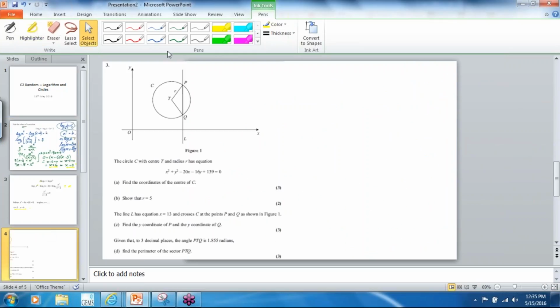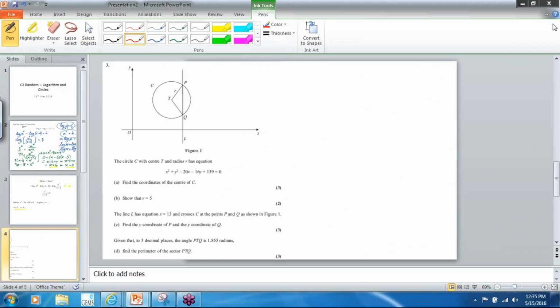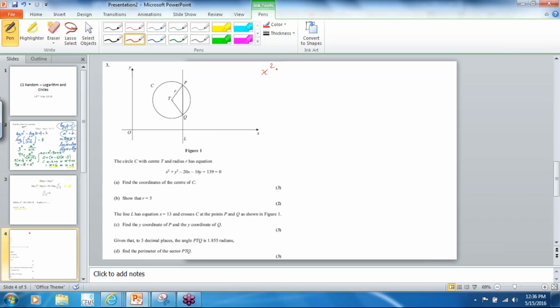Let's have a look at a circle question now, because when you're doing an exam, you'd have to jump from topic to topic. Good. Now, find the coordinates of the center T of the circle. Now, we're told the center is at T, radius is R, and here is our equation: x squared plus y squared minus 20x minus 16y plus 139 equals 0.